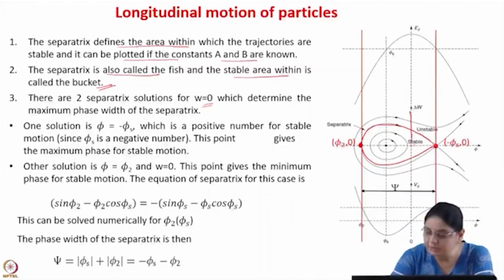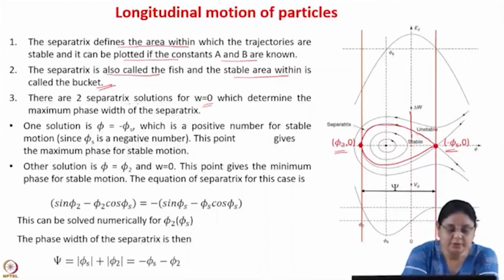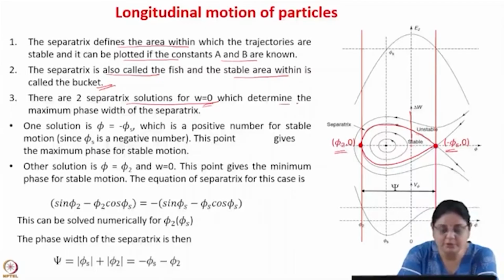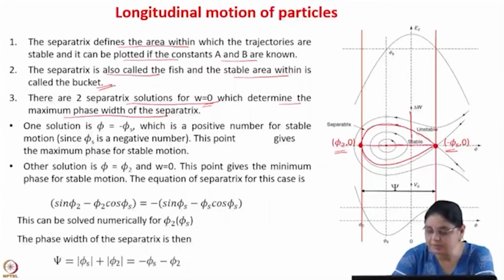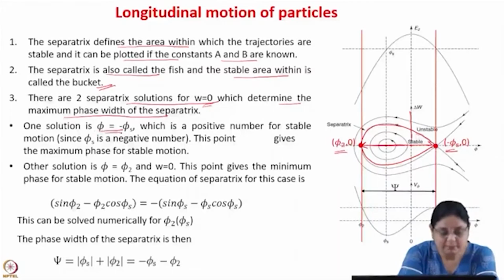For W equal to 0, so this is the W axis, the separatrix cuts the phi axis at two points, at phi equal to minus phi s and phi equal to phi 2. So there are two separatrix solutions for W equal to 0, which determine the maximum phase width of the separatrix. One solution is phi equal to minus phi s, which is a positive number, because phi s itself is a negative number. So minus phi s will be a positive number.